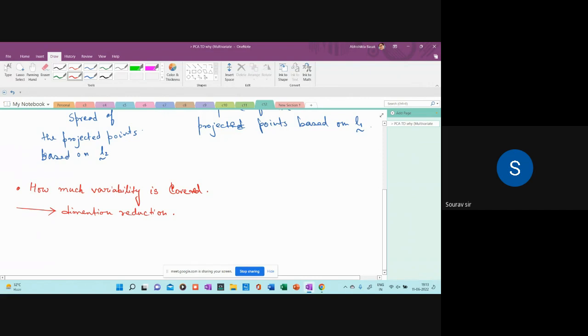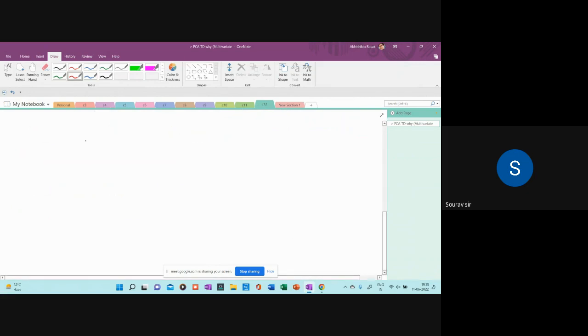Mathematically, it's very simple. Suppose we have a particular data set, and we are writing the data set as capital X, which we write as X curl, a p cross 1 random vector. So if it's a p cross 1 random vector, what are the features of this? The dispersion of this X curl is my sigma, which is greater than or equal to 0, that is a PD matrix.